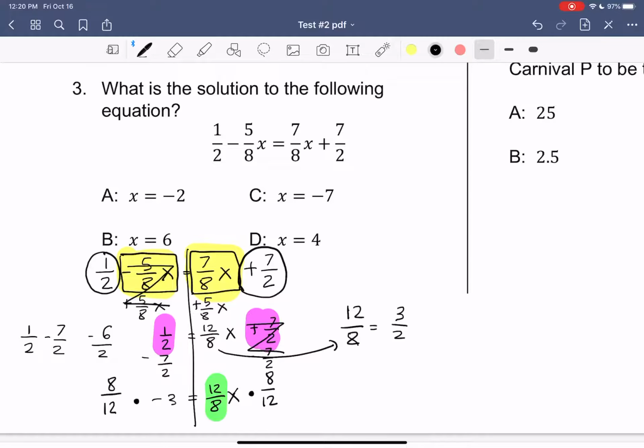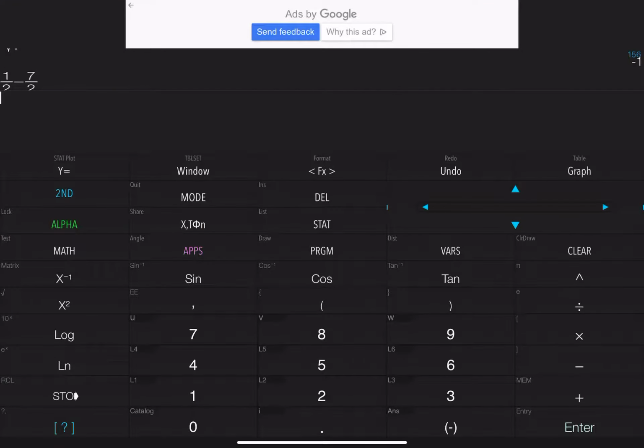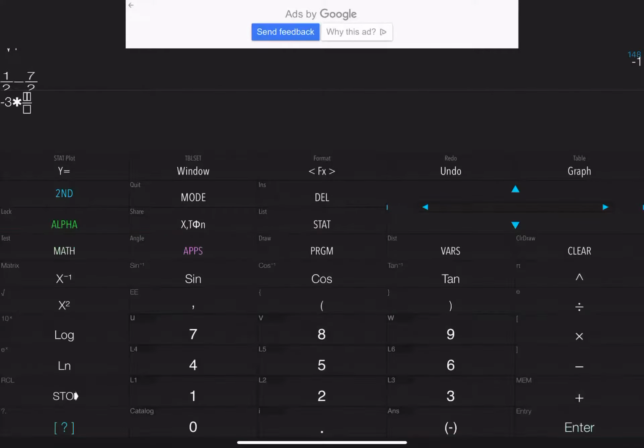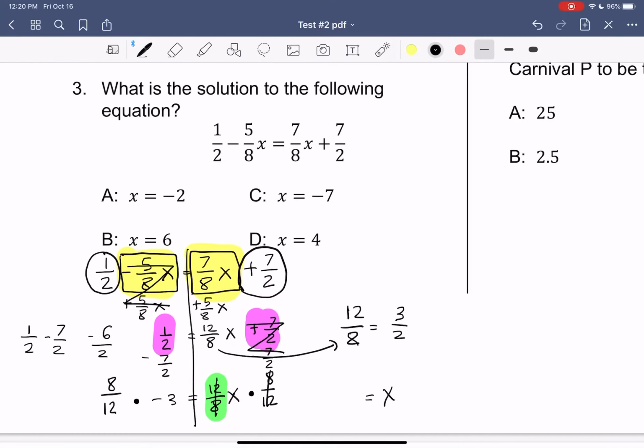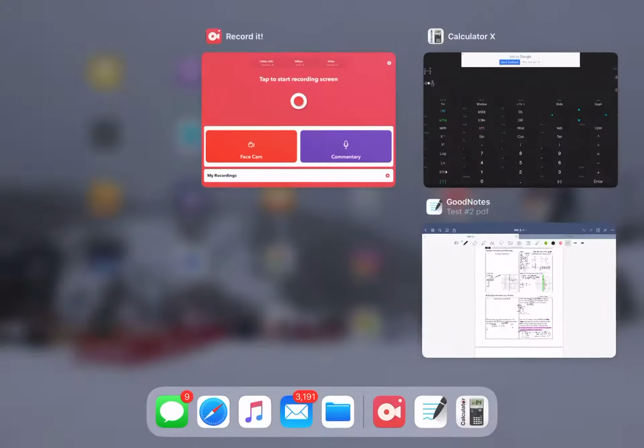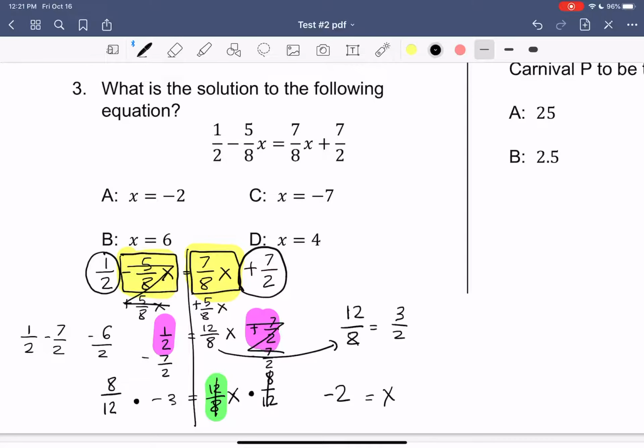All right, so on the left side, on the right side, these two are going to become 1, and we'll be left with just an x. And then on the left side, we're going to take a -3, and multiply that by 8/12. Push enter, and that gives us our answer of x equals -2, which we see here as A.